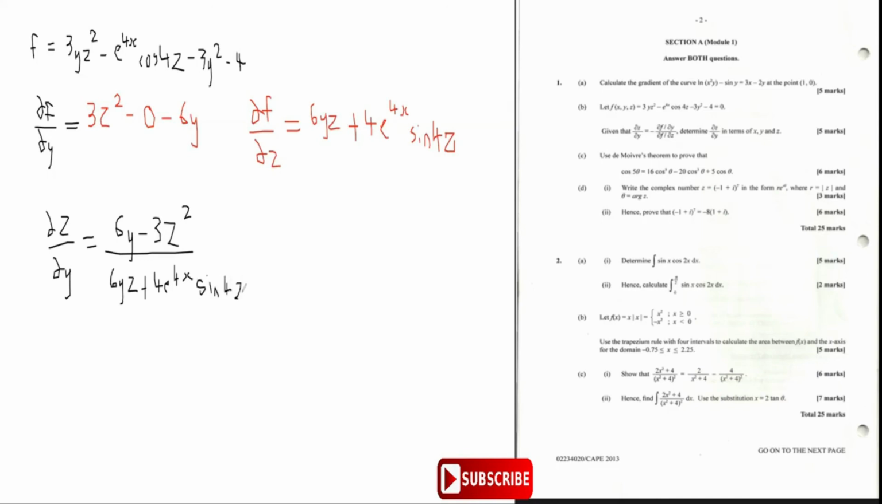Right, so this is that question. Let's look at the next part of the question. The next part says, using the Marvelous Theorem, we want to prove that cos 5 theta is equal to 16 cos to the 5 theta minus 20 cos cubed theta plus 5 cos theta. So we want to use the Marvelous Theorem.